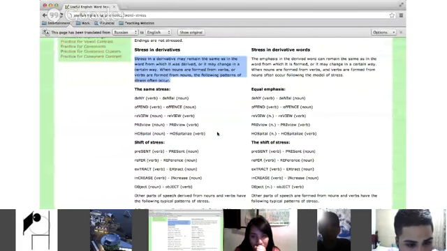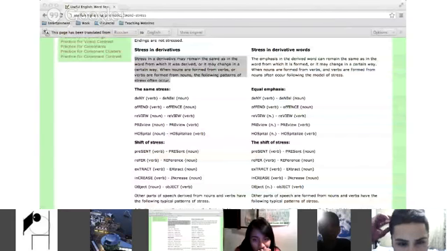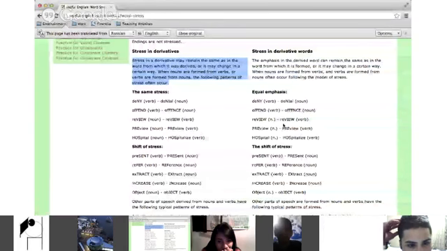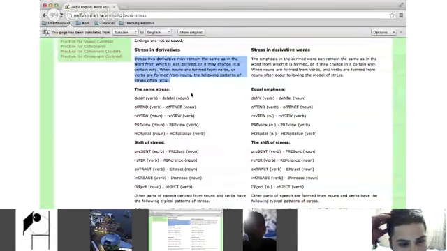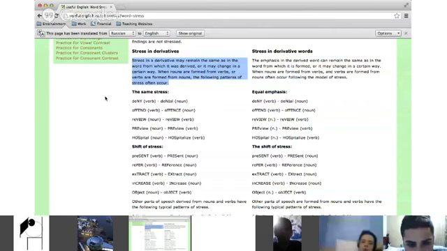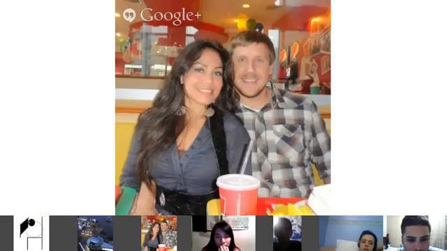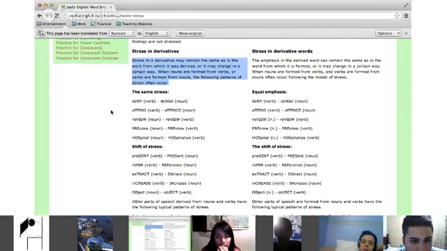Stress in derivatives. Stress in a derivative may remain the same as in the word from which it was derived, or it may change in a certain way. When nouns are formed from verbs, or verbs are formed from nouns, the following patterns of stress often occur.